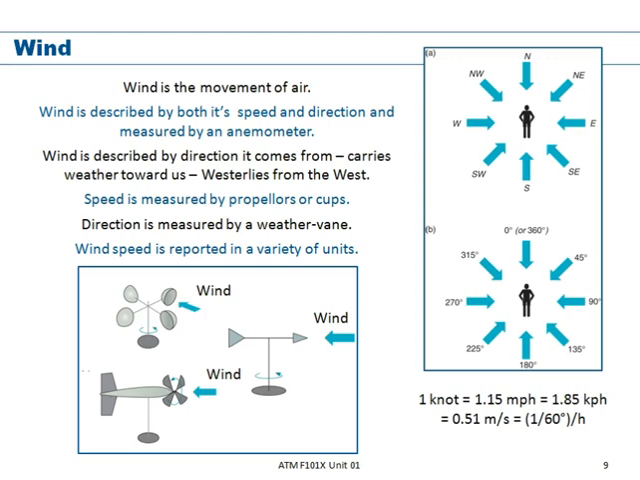A westerly wind is also an eastward wind. A wind blowing to the northeast is a southwesterly wind at an angle of 225 degrees from the north.